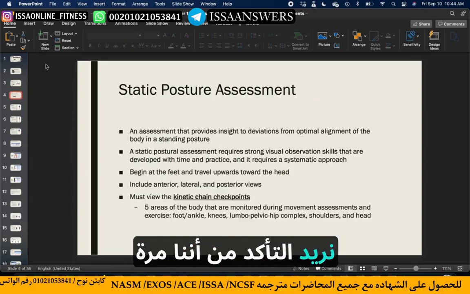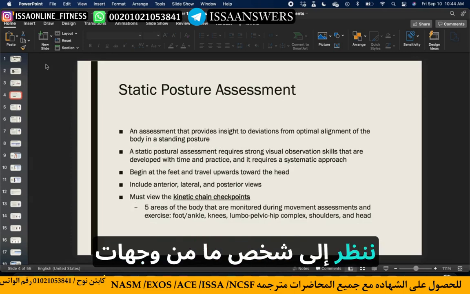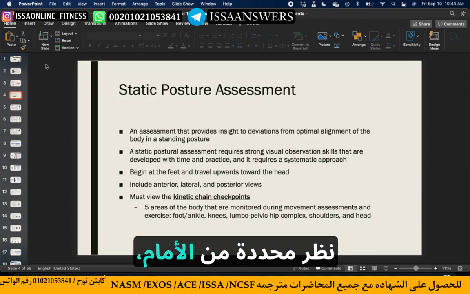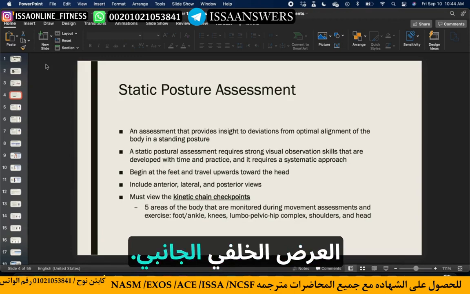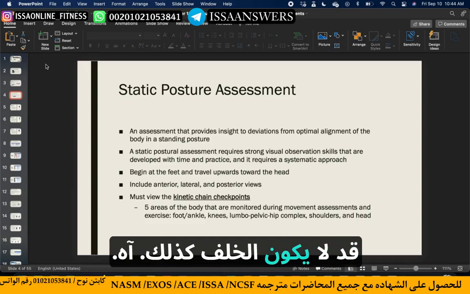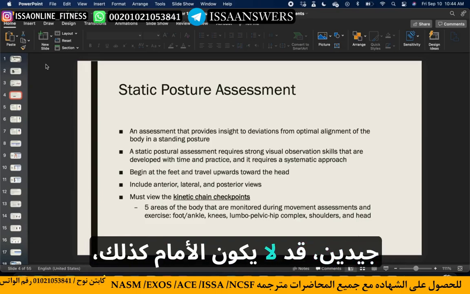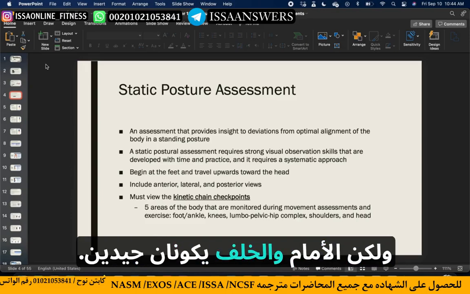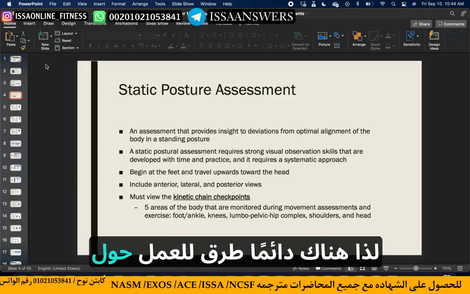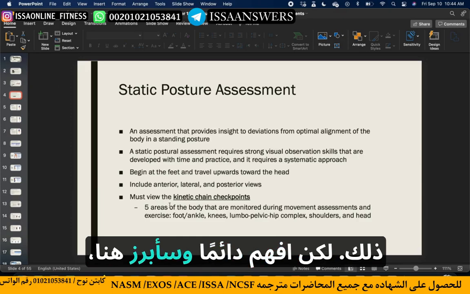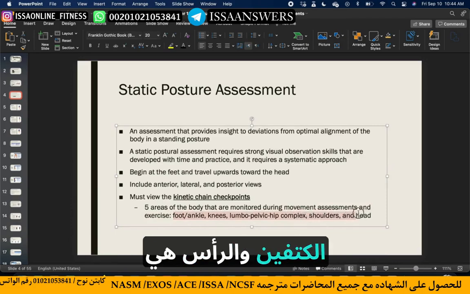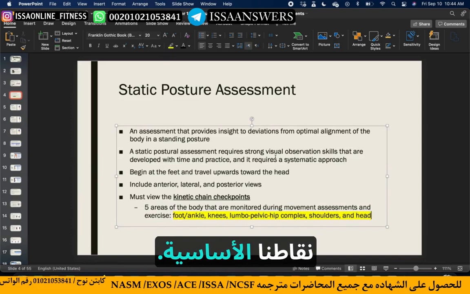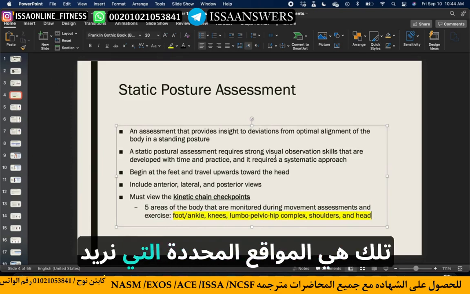So with static posture, we want to make sure that we're visually observing, looking at somebody from the specific standpoints of anterior, frontal view, side view, lateral, and posterior, back view, because even though the front and the side may look good, the back may not. Or if the back and the side look good, the front might not, but the front and back do. So there are always those ways to work around it. But always understand, and I'll highlight right here, foot, ankle, knees, lumbo-pelvic hip complex, shoulders, and head are our go-tos. Those are our specific locations that we want to pay attention to.